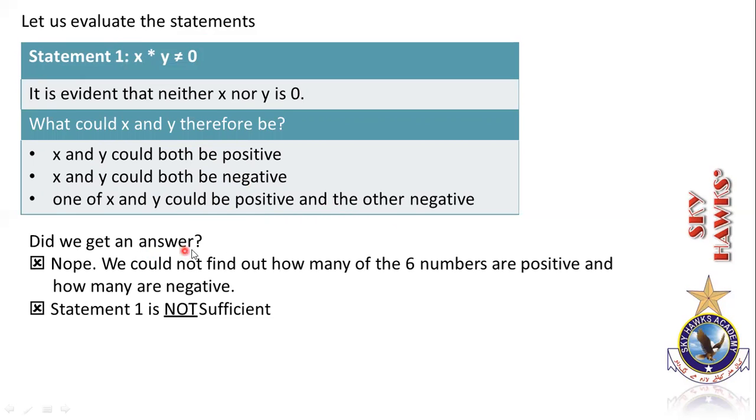Did we get an answer? After reaching this conclusion that there are three possibilities for X and Y, which are unknown and not given in numerical form, did we get an answer? We could not find out how many of the six numbers are positive and how many are negative. We have seen that three numbers are positive, one is negative, and we are talking about these X and Y. So statement one is not sufficient.